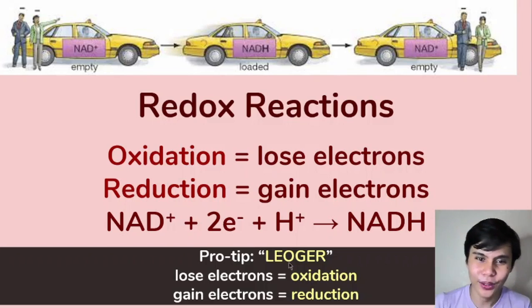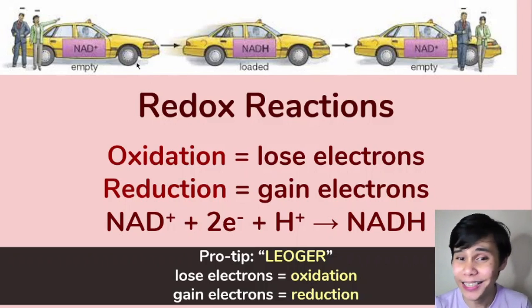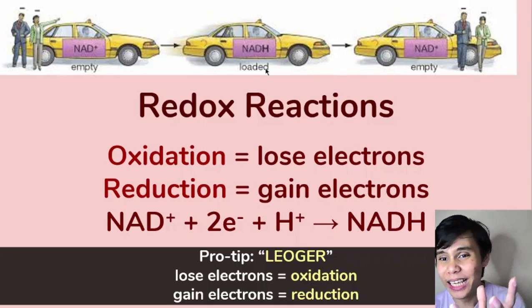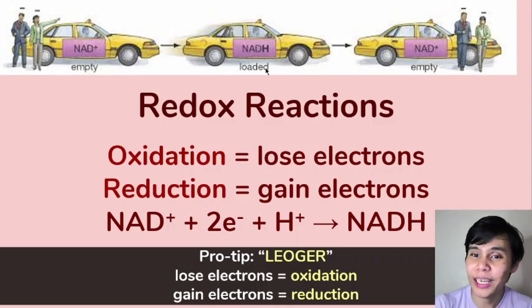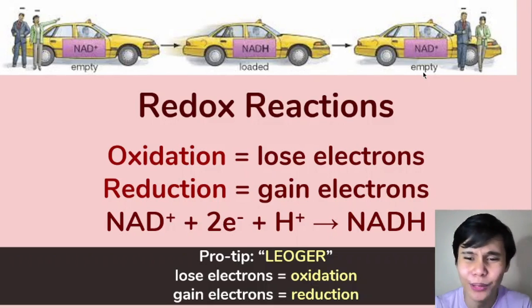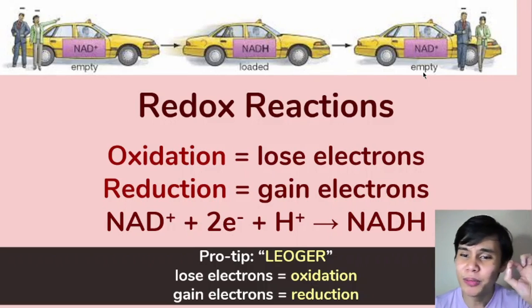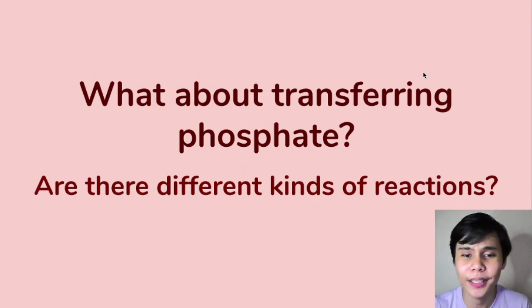So again, remember those. What happens with NAD plus is that it's like a taxi. The electrons get in, they pay the fare using an H plus ion, and then they get transported somewhere else. Basically that's what's happening with the redox reaction. You gain electrons from somewhere, you lose them somewhere else.